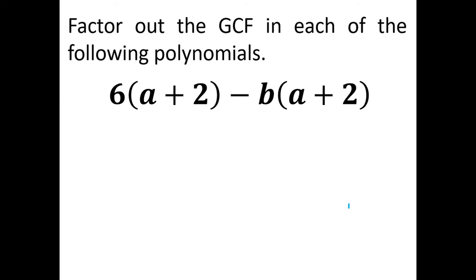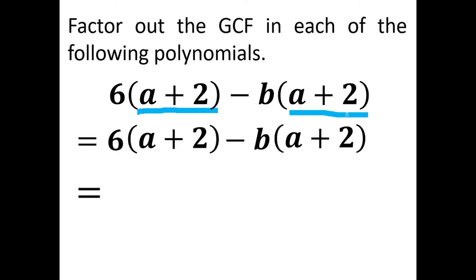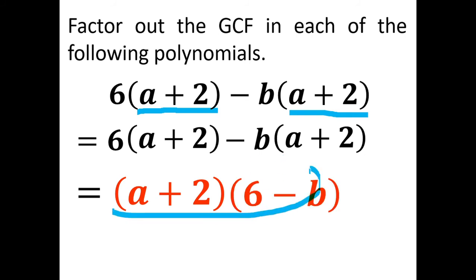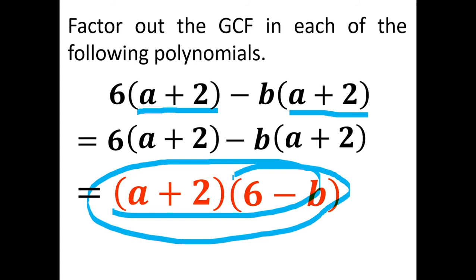Okay. So here, nakita nyo din dito, ito, nakita nyo yan. A plus 2, A plus 2. So yan yung common sa kanilang dalawa. So, kukunin natin A plus 2. So ngayon, natira dito 6 minus B. So, this will be your final answer. Di ba? Madali lang. Pag ganyan, madali lang yan.